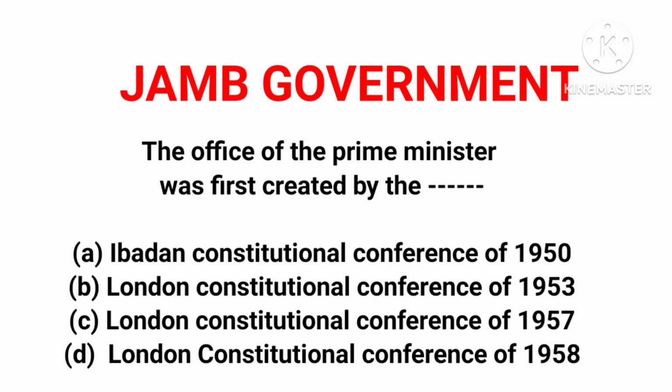So it was in the 1957 London Constitutional Conference that it was decided that the office of the Prime Minister be created in Nigeria. So like I said, the correct answer is option C, London Constitutional Conference of 1957. That was when the office of the Prime Minister was first created in Nigeria. Now let's move to question 38.